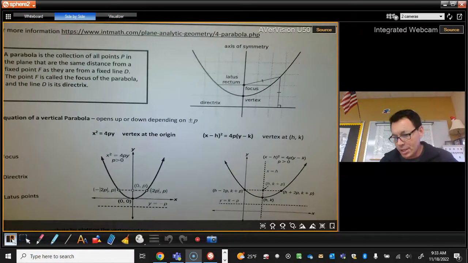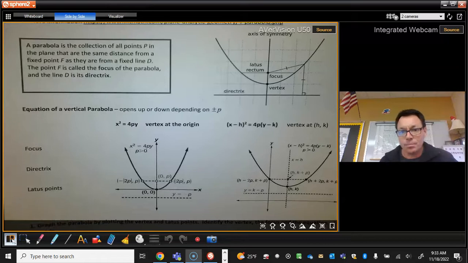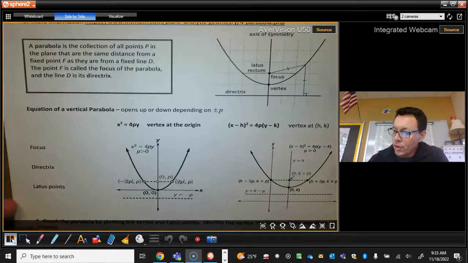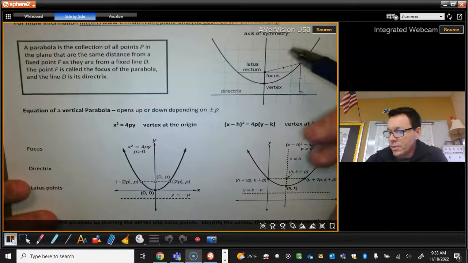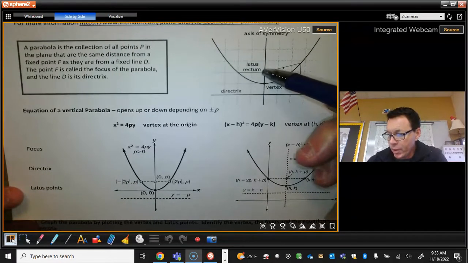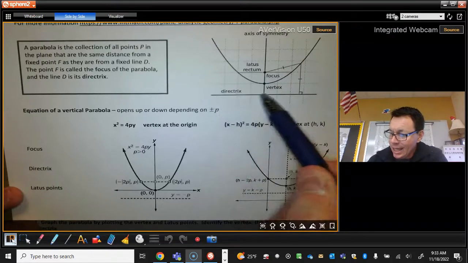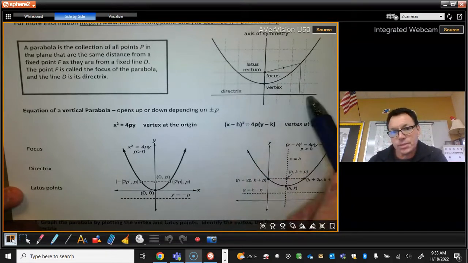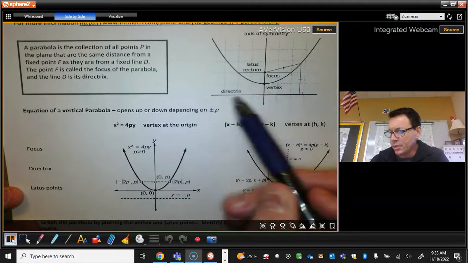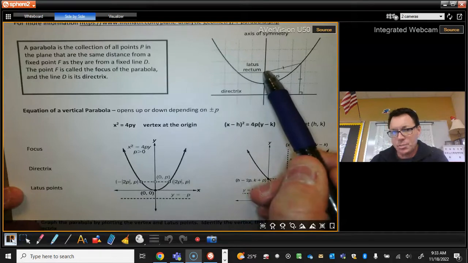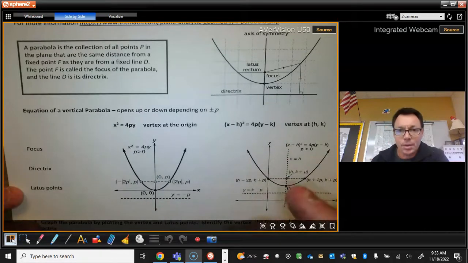So first off, what is a parabola? By definition, a parabola is a collection of points, so that's not new. Every shape you've ever graphed in your life is just a collection of points. But they're all the points that are the same distance from two fixed objects. One of those is called a focus, which is this point right here, and a line, which is called the directrix. So imagine that you're not looking at this parabola. You have a line and a point in space. That's all you have.